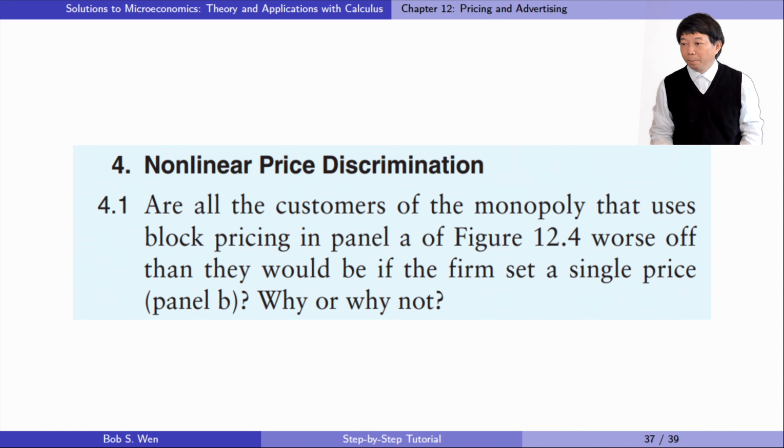Here's exercise 4.1. Are all the customers of the monopoly that uses block pricing in panel A of figure 12.4 worse off than they would be if the firm set a single price, panel B? Why or why not?